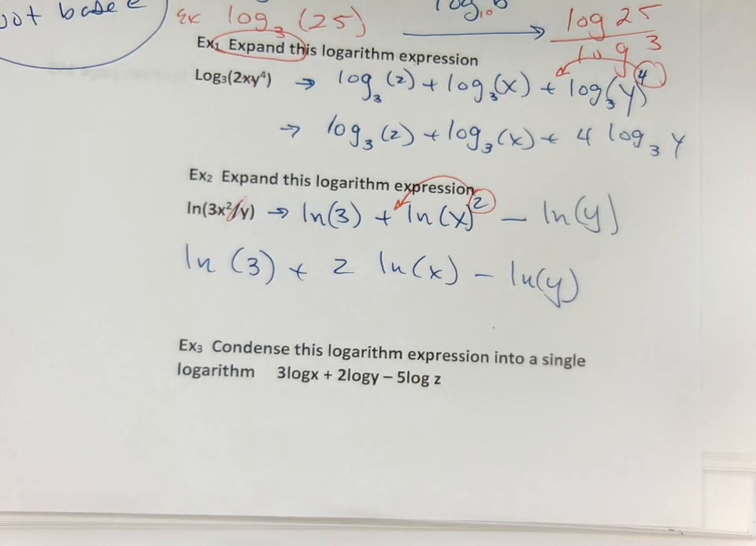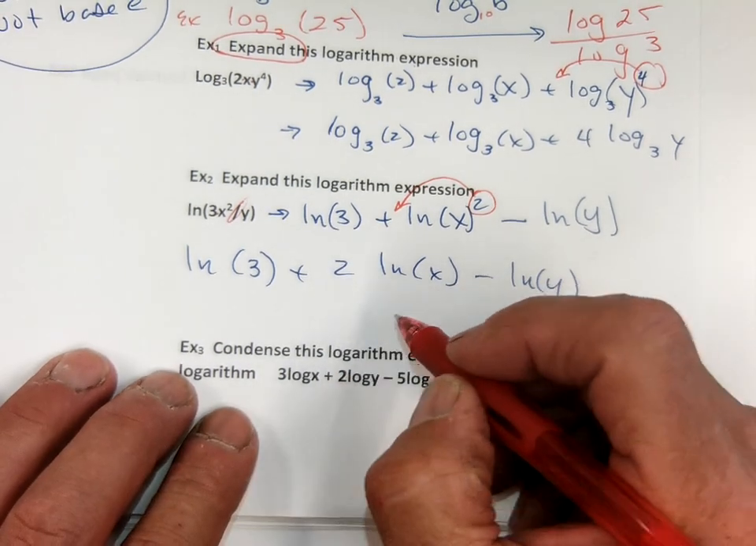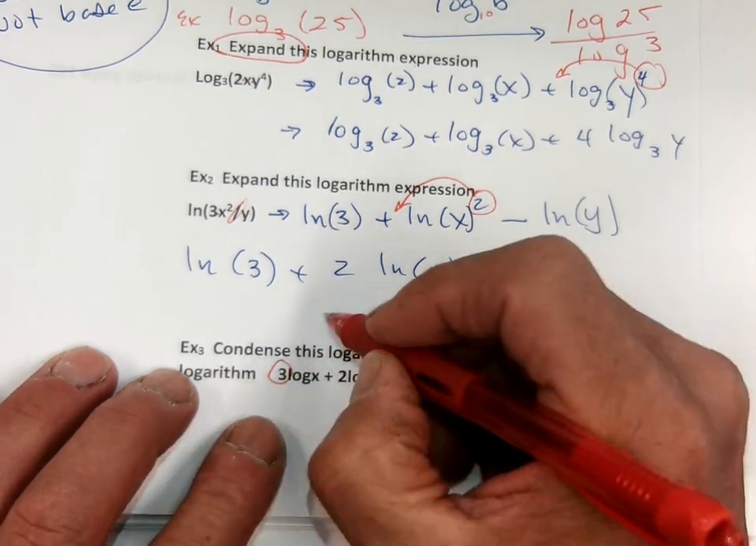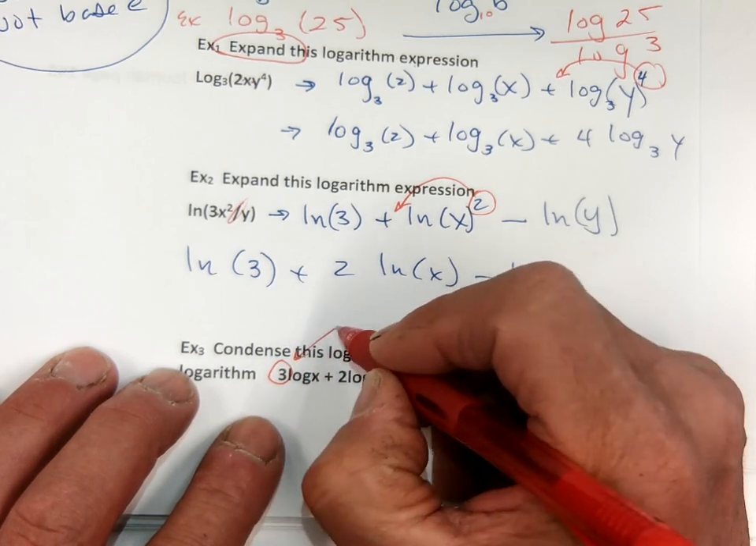So on example 3, we're just going to do the opposite. Just the opposite. So we'll start with the exponents. That is an exponent, but it got floated down. That's an exponent.